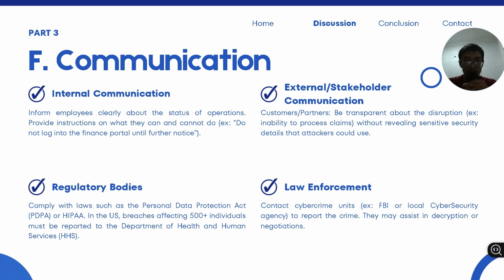So the final one is F, communication. Why communication? Because effective communication preserves trust and meets legal obligations. So who do we need to communicate with? The first one is internal, like employees, our staff, workers. We need to inform employees clearly about the status of operations, provide instructions, and tell them what they can do and what they cannot do, like do not log into certain department accounts until further notice.